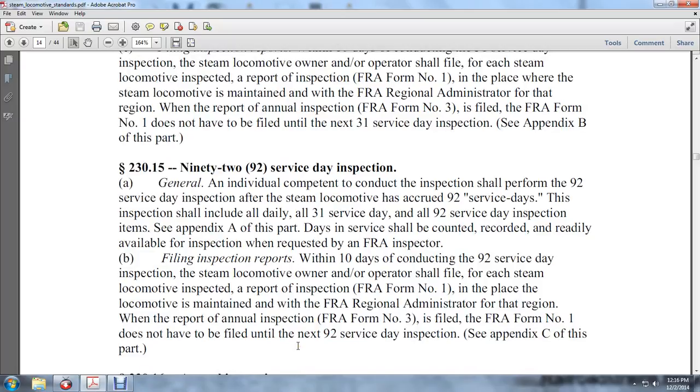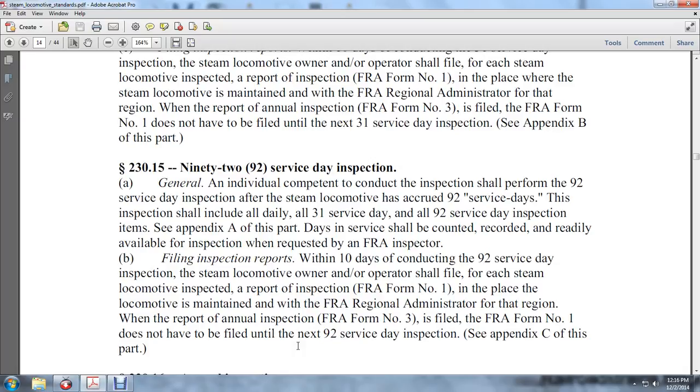The 92 service day inspection. (a) General. An individual competent to conduct the inspection shall perform a 92 service day inspection after the steam locomotive has occurred 92 service days. The inspection shall include all daily and 31 service day inspection items and all 92 service day inspection items in Appendix A. The days of service shall be counted, recorded, and readily available for inspection upon request of the FRA inspector.